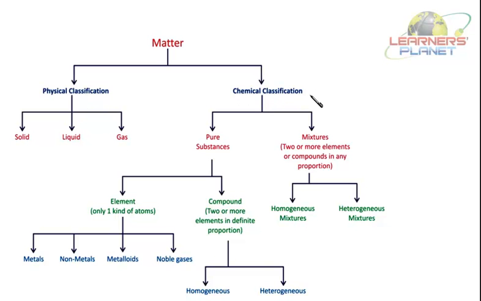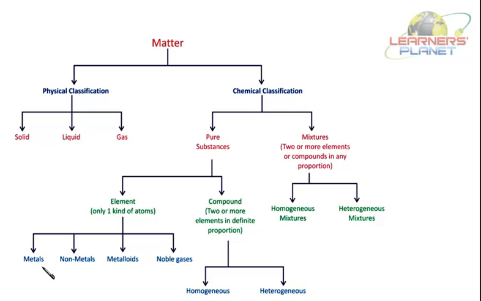Now let's take up the chemical classification. Matter is classified into pure substances and mixtures. Now what are pure substances? These are further classified into element and compound. Now element. An element is composed of only one kind of atoms. So the basic particle there is of only one kind. Say if I am taking iron, iron has only one kind of atom, that is iron atoms. Sodium has only one kind of atom, that is sodium atoms. Now the element is further classified into metals, non-metals, metalloids and noble gases.